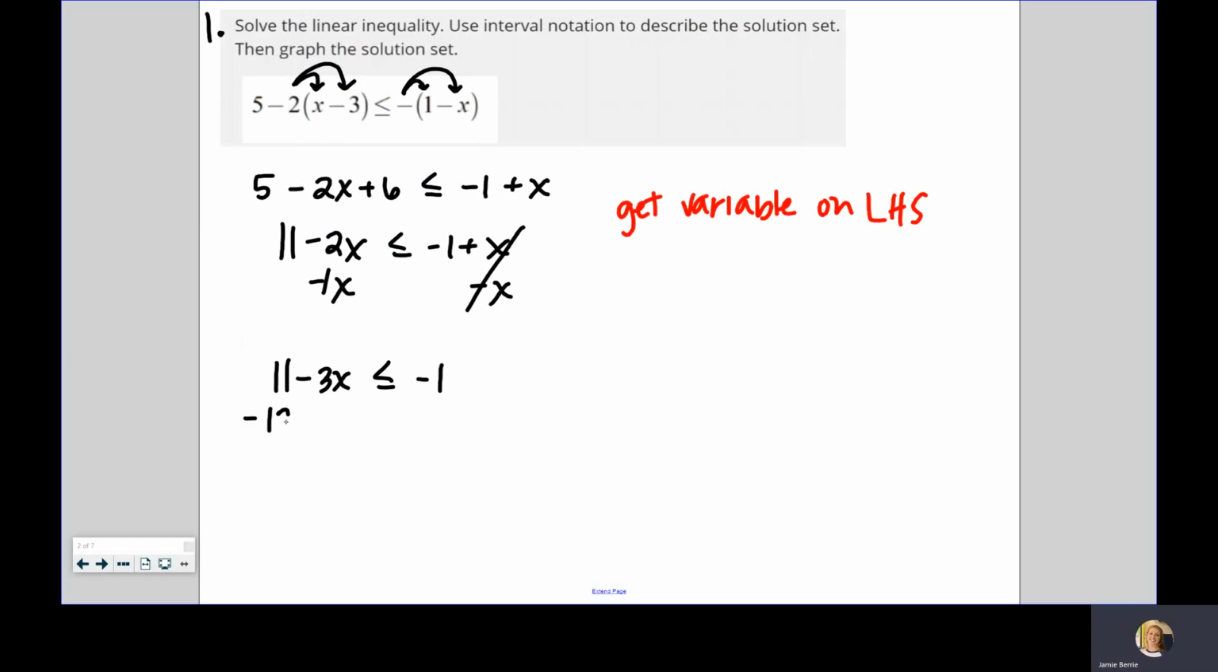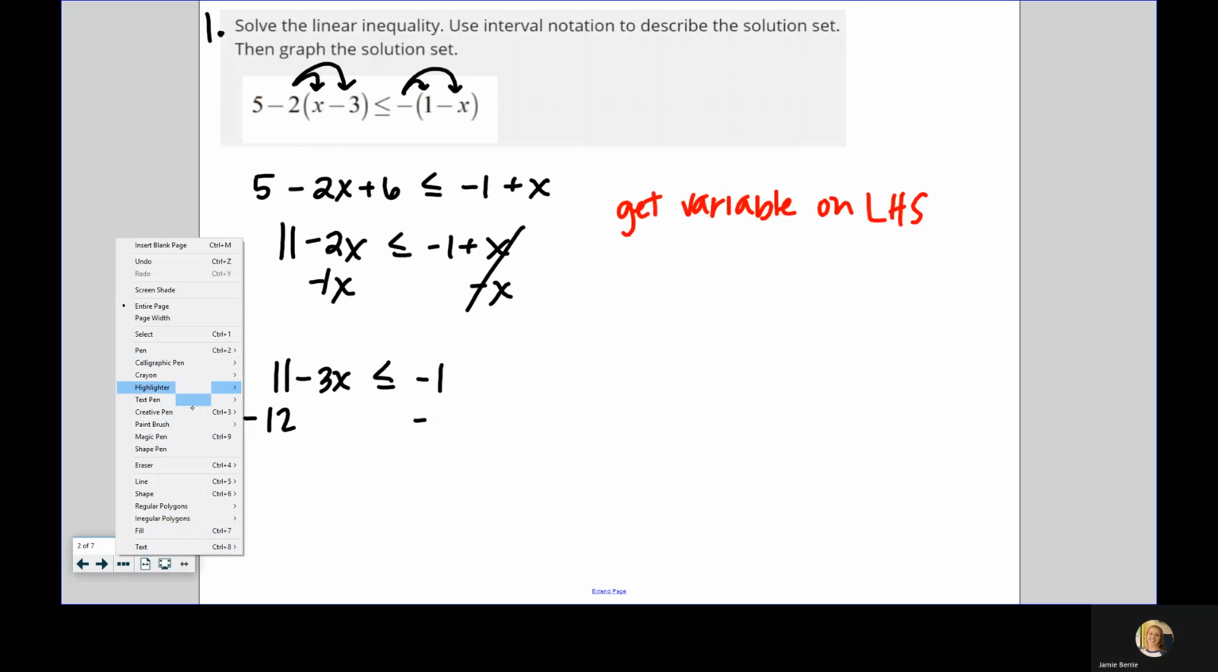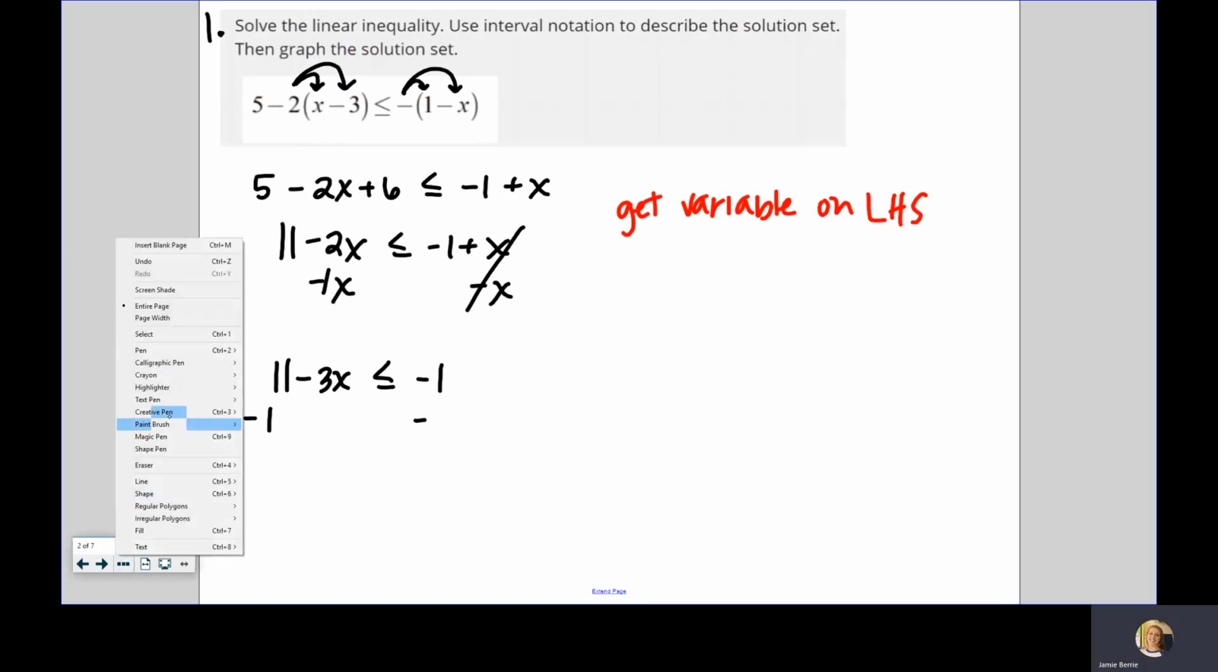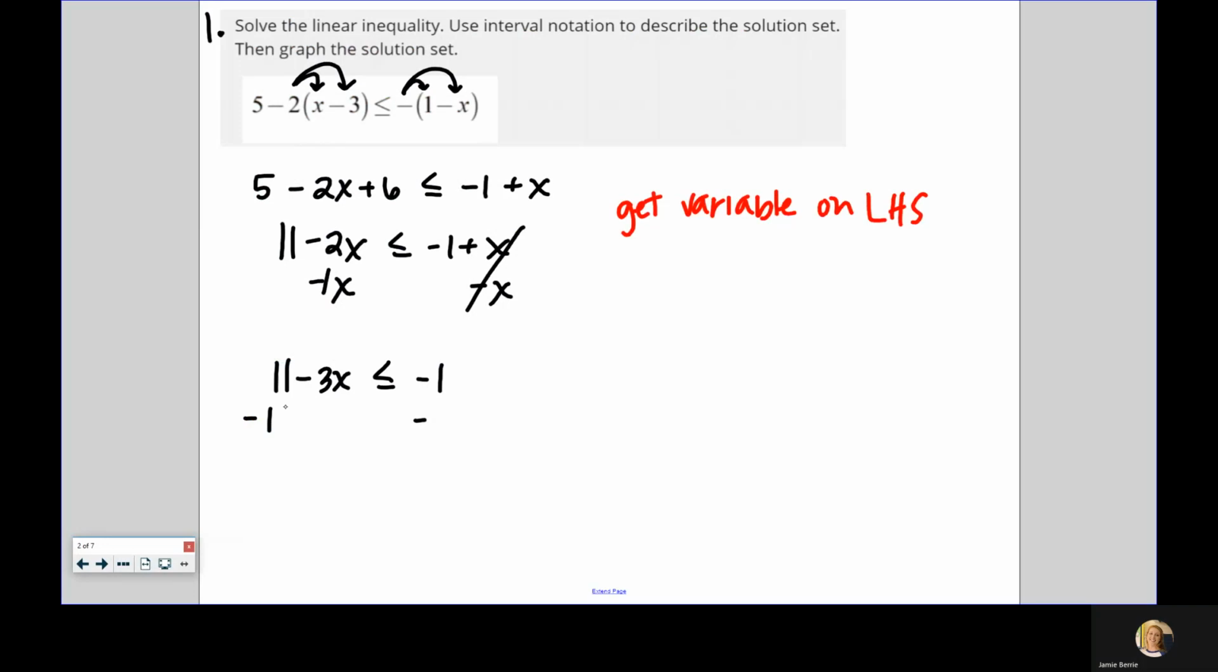All right, go ahead and move the number to the other side. Whoa, minus 11. Sorry about that. I was already subtracting it in my head, I guess. So minus 11, so it cancels out over here. That's negative 3x less than or equal to negative 1 minus 11, which is negative 12. Now we're trying to get x by itself. So we're going to divide both sides by negative 3.